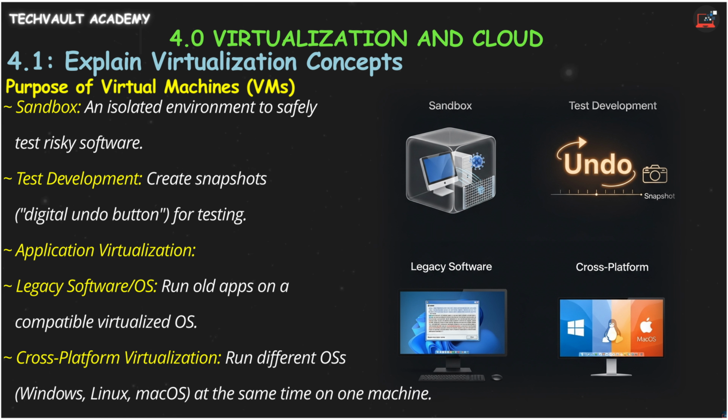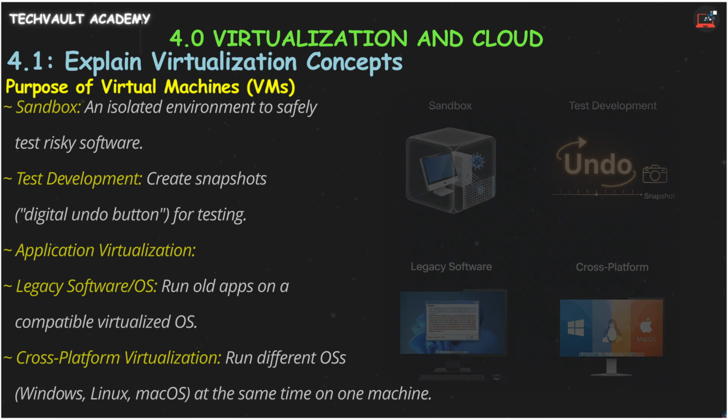Application virtualization is another huge benefit. You can run legacy software on an older OS inside a VM, like a vintage car in a modern garage. Or you can do cross-platform virtualization, running Windows, Linux, and Mac OS all at the same time on a single machine. Now, what if you just want to virtualize an application, not a whole OS?